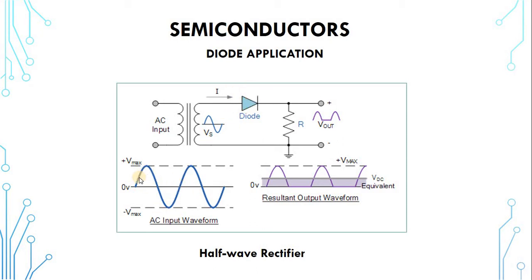So this is the positive half cycle. Here is the positive half cycle, and this one is the negative half cycle. So when we apply current to the transformer, the output of the transformer is also AC. The current starts from 0 and rises to maximum and drops to 0. So from here to here, all this portion is positive and all this portion is negative.